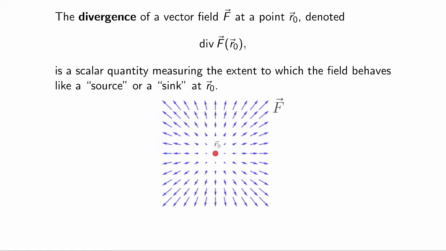For example, in this vector field, the specified point behaves like a source. That is, the arrows seem to be flowing away from the point. More precisely, if we put a small boundary around the point, the arrows push outward through it. When this occurs, we say that the divergence of the field at the point is positive.